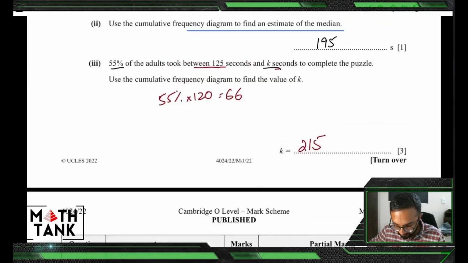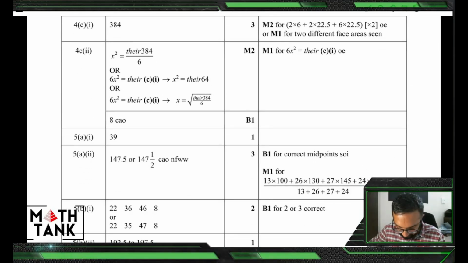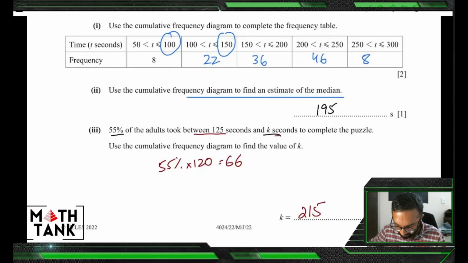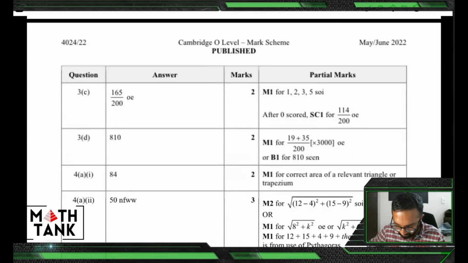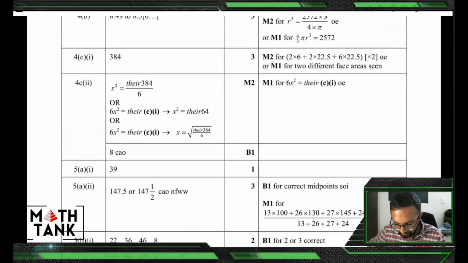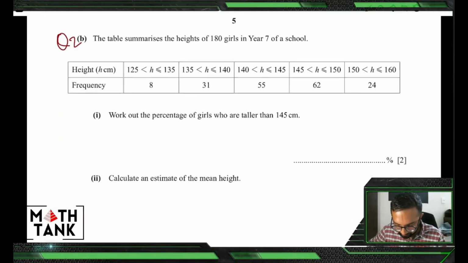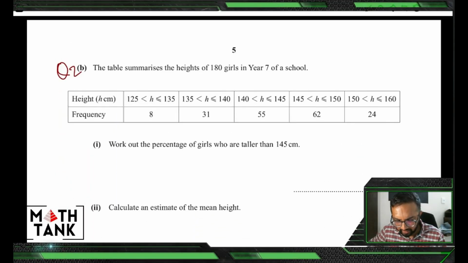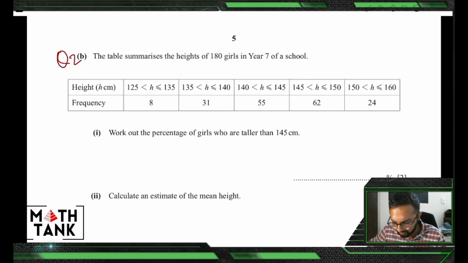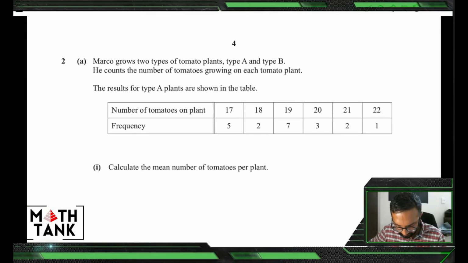I'm trying to find which one is the answer. I think I'm missing out the answer here, but I think that should be correct. The median is correct. Okay, so get the next question. Fairly simple. I'm not going to do that. Let's look for more interesting questions.